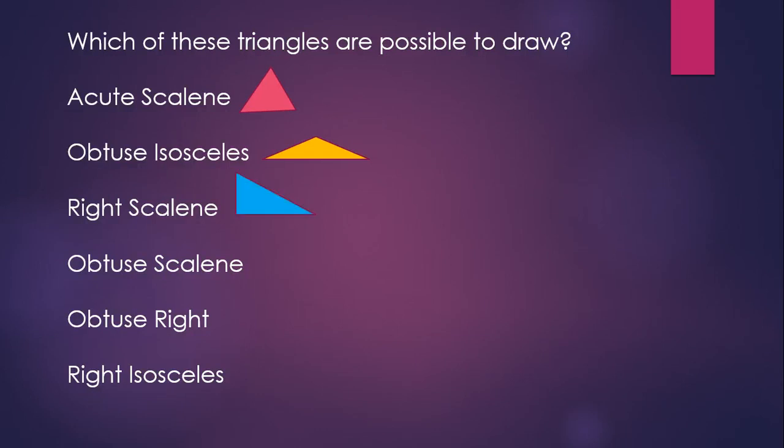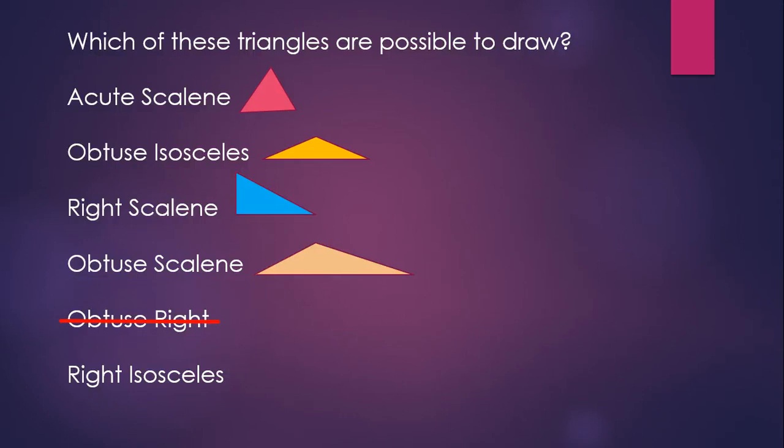A right scalene triangle can be drawn. It has one right angle and all three sides are different lengths. An obtuse scalene triangle can be drawn. It has one obtuse angle and the three sides are all different lengths.